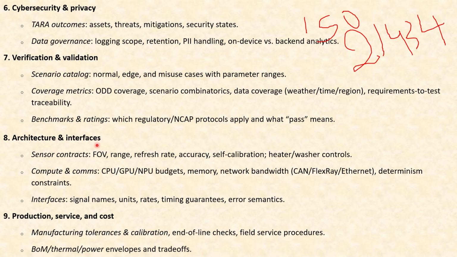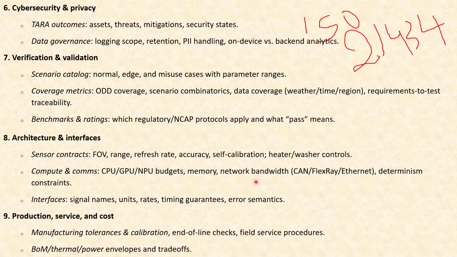Next comes the architecture interfaces. When it comes to sensor contracts: field of view, range, refresh rate, accuracy, self-calibration, heater and washer controls. I'm sure everybody knows that there are some modern state-of-the-art vehicles in which the sensor is cleaned by itself. In that scenario, you should be very clear about the sensor contract. And when it comes to compute and comms: CPU, GPU, NPU budgets, memory, network bandwidth, determinism constraints.